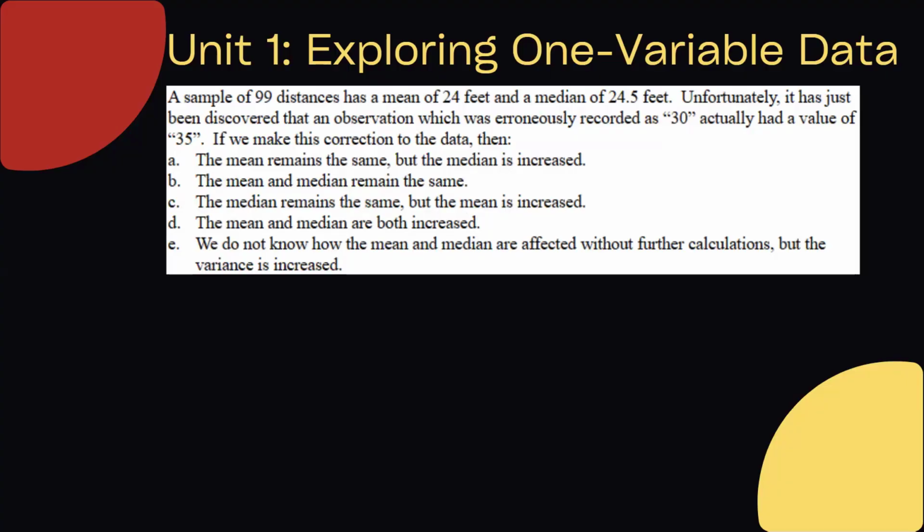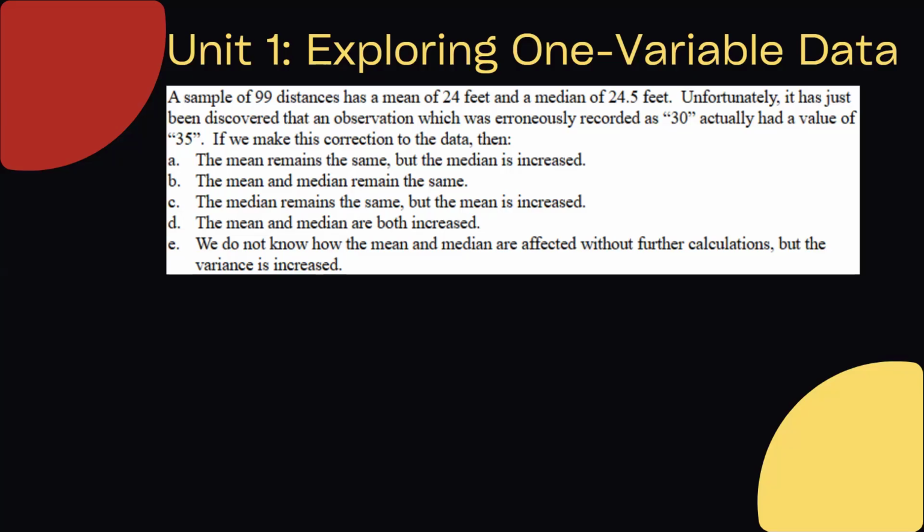Next, a sample of 99 distances has a mean of 24 feet and a median of 24.5 feet. Unfortunately, it's just been discovered that an observation which was erroneously recorded as 30 actually had a value of 35. If we make this correction to the data, then, well, here's the thing. If we have the same number of data values and one of the data values was changed from 30 to 35.